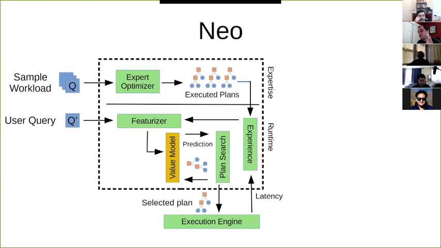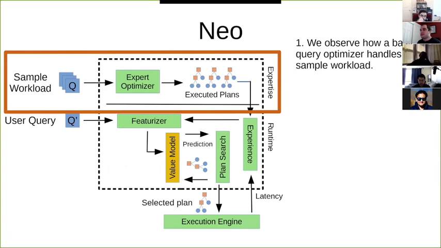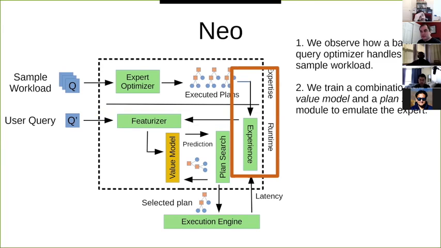NEO looks like a classical reinforcement learning system with one small twist. The first thing that we do is we observe how a really basic query optimizer, like the one in SQLite, will handle a simple workload. So we start out by getting some examples, basically an illustration of what a query plan kind of looks like, so we can avoid totally catastrophic behavior. The second thing we do after that is we train a combination of a value model and a plan search module to emulate that expert.